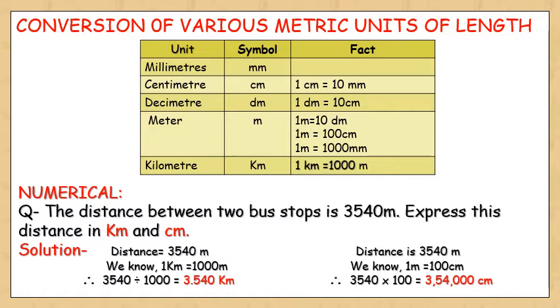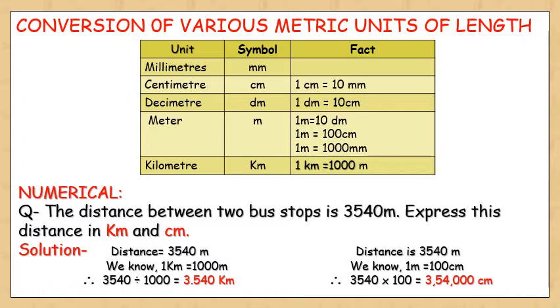Okay. Now the same distance we have to convert into centimeter. So the distance is 3540 meters and this distance we have to convert it into centimeter. So just see from the given table that 1 meter is equal to 100 centimeter. Okay, it means 100 centimeters make 1 meter, and here we have to convert it from meter to centimeter.